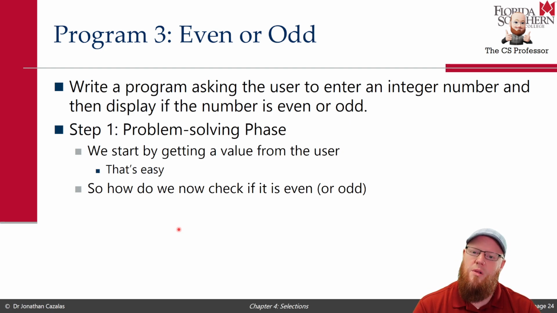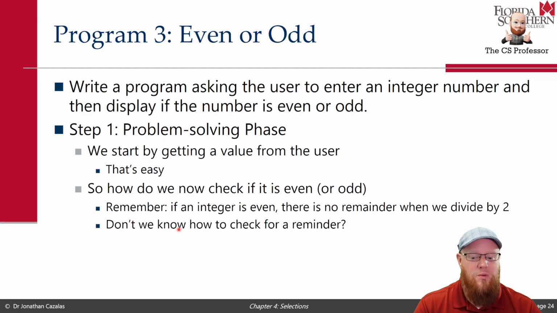And so you might say, well, 8 is even because if we divide it by 2, it divides cleanly, or it has no remainder when we divide it by 2. And that is correct. When you divide by 2, and you check the remainder, and you see that there's no remainder, you know it's even. Otherwise, you know it's odd.